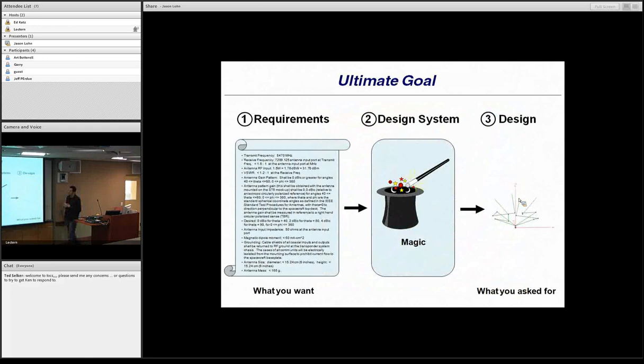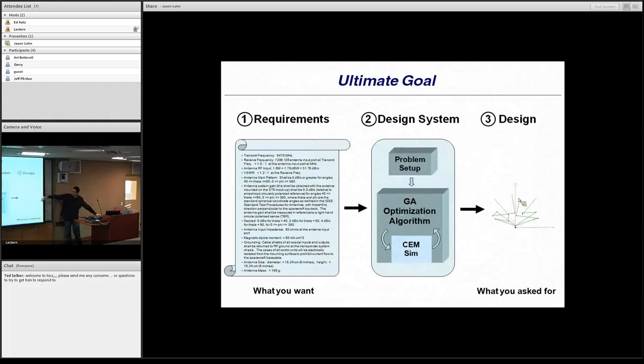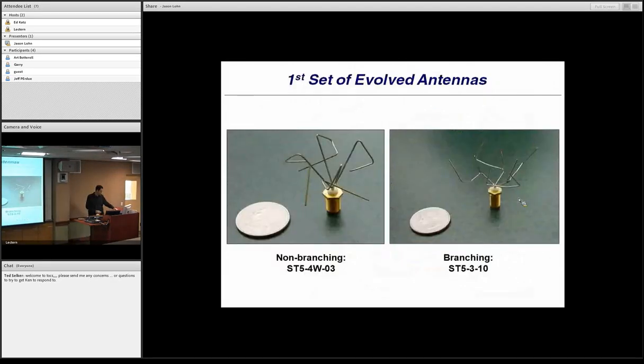So our goal was to, again, take those requirements, put them into our system, and come up with antennas. And this is our optimization system. And we came up with these antennas within the first couple of weeks. I have one of them here. This is the actual size of the antenna, and we call it a branching design because it has these little branches. You can see it's got an arm that goes like this, but then it has a branch off of the arm. Whereas this one here doesn't have any branches. It just comes straight out. It's just one piece. No branches come off of it.